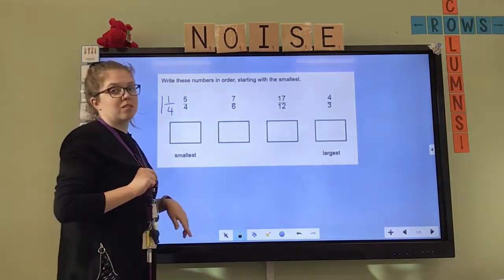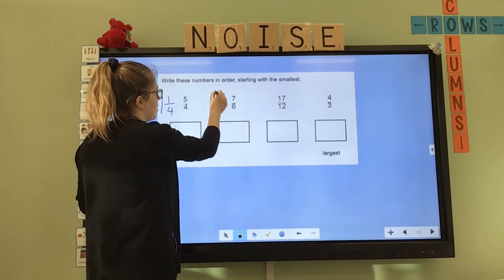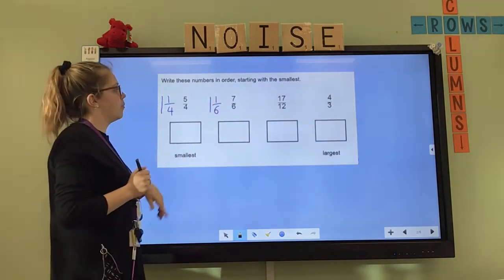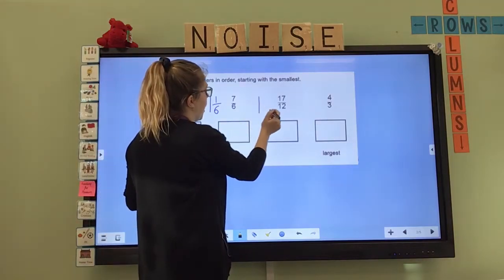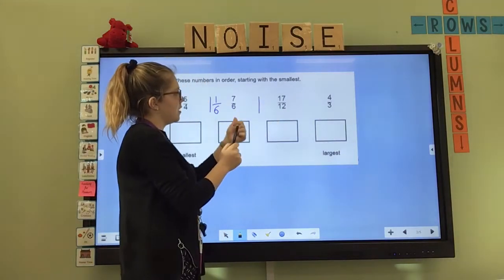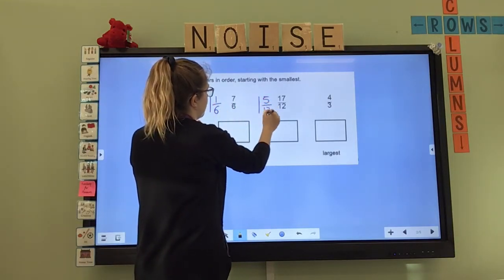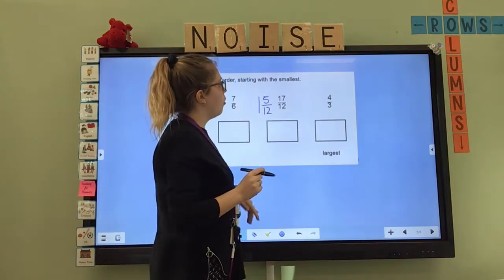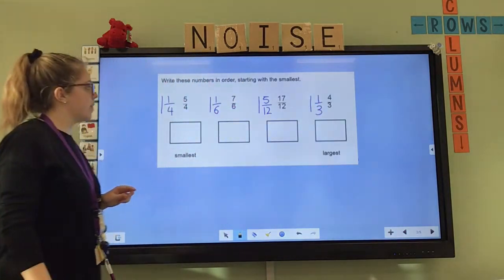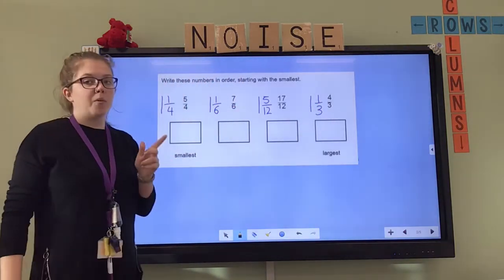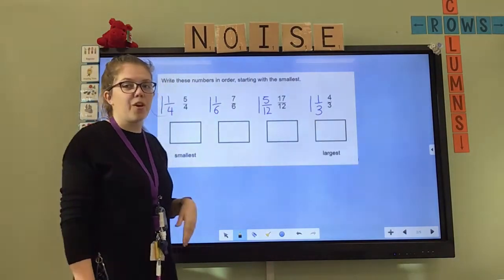Okay, let's move on to our 7 sixths. Again, I can get one group of 6 out of 7 with a 6th left over, or 1 more left over. 17 twelfths, again I've got 1 and 12, 13, 14, 15, 16, 17, 5 twelfths left over, and 4 thirds would be 1 1/3, like that.